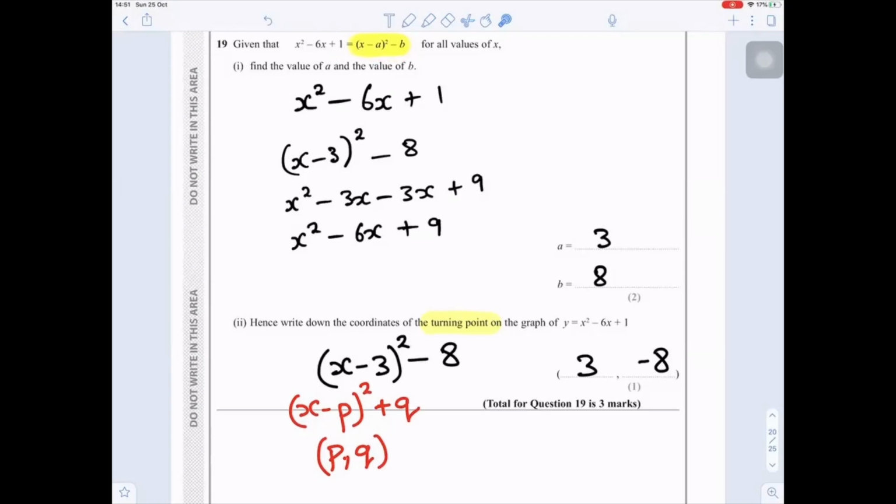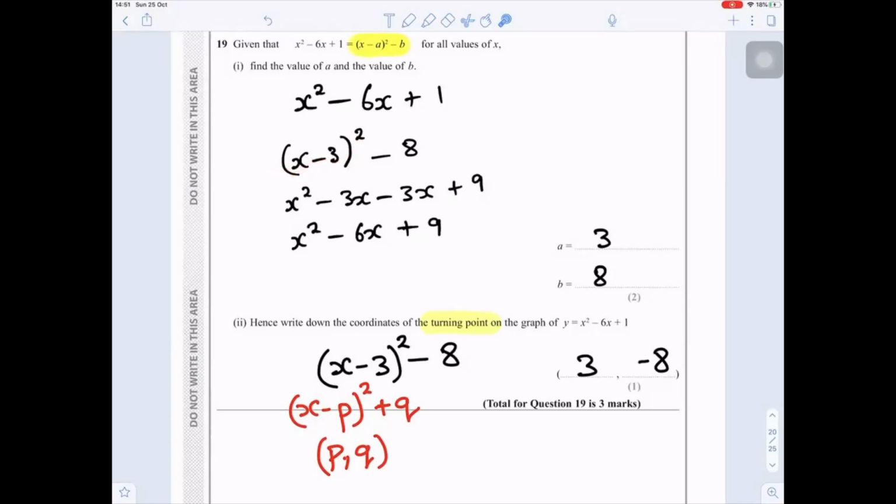For the completing the square method, you find half of the value of the number in front of x, the minus 6. Half of 6 is 3. You square it. You put in brackets (x minus 3) all squared. And then you minus 8, and the numbers, you get it. This is how you work it out.